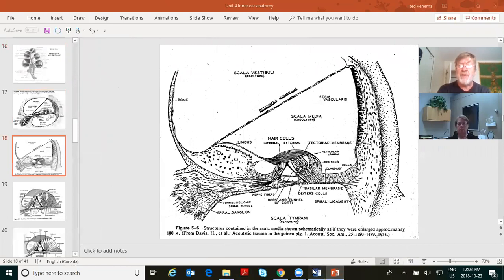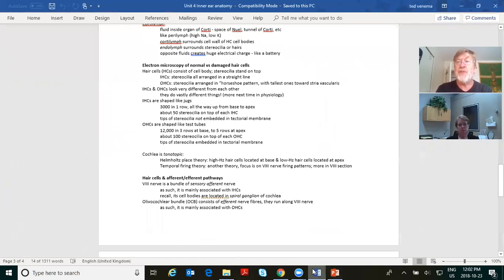Let's go to our notes now and make sure we're following diligently here. Electron microscopy of normal versus damaged hair cells. We saw that. Hair cells, HCs, consist of cell body and stereocilia on top. Those are the hairs. Inner hair cells, the stereocilia are arranged all in a straight line. Outer hair cells, the stereocilia are arranged in a horseshoe pattern, with the tallest ones toward the back.